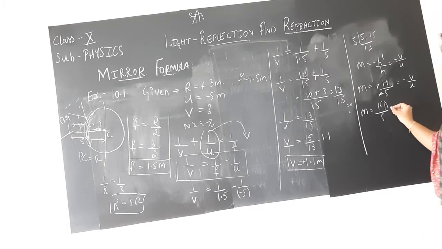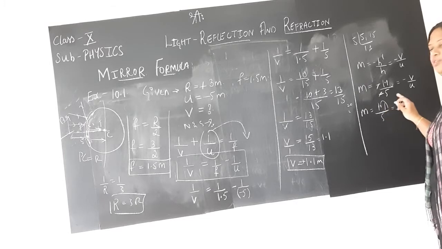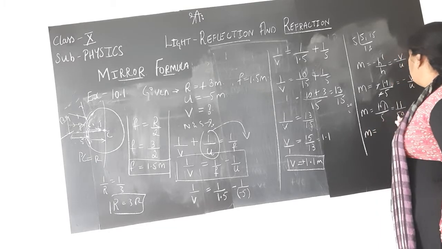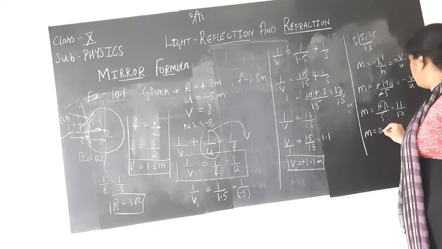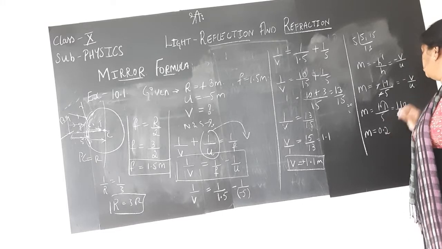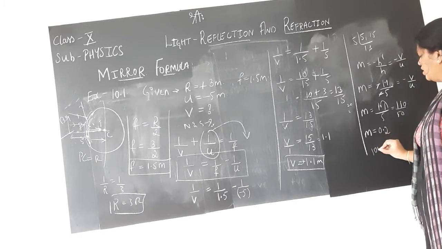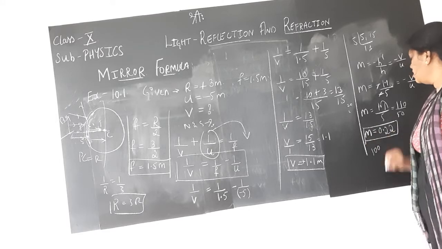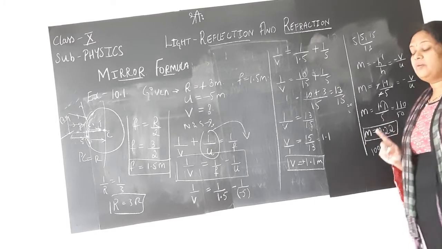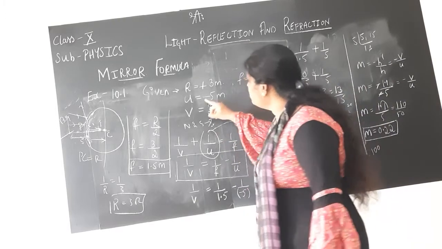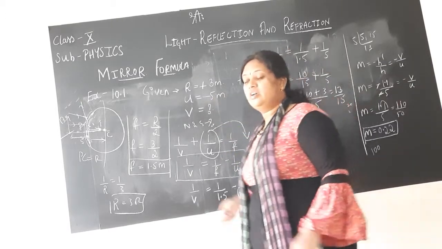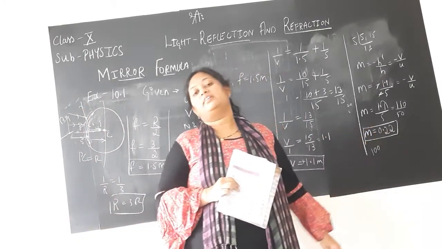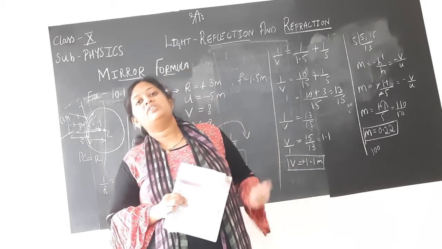If I shift one decimal point, the numerator 1.1 becomes 11 and 5 becomes 50. So 11 is not divisible by 50, so 0 point, 110. 5 twos are 100, remainder 10, already decimal point is there, put a 0, again 5 twos are 100. So magnification is 0.22. Just compare it with u. U is minus 5 meter, and we are getting 0.22, so you can think how diminished the image is.